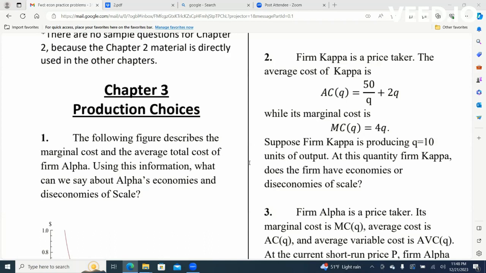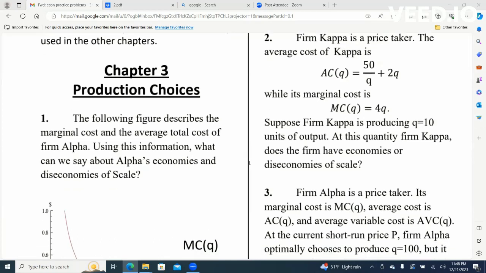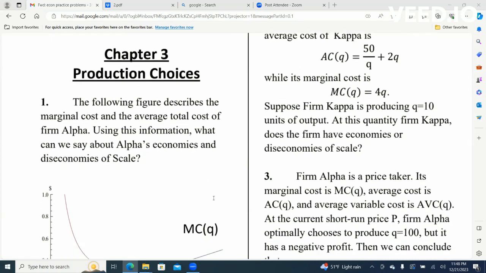I went through this. This is all the assignments for chapter 3, 4, and 5. So chapter 3 does have approximately 15 questions. We can just go ahead and jump right in right here.